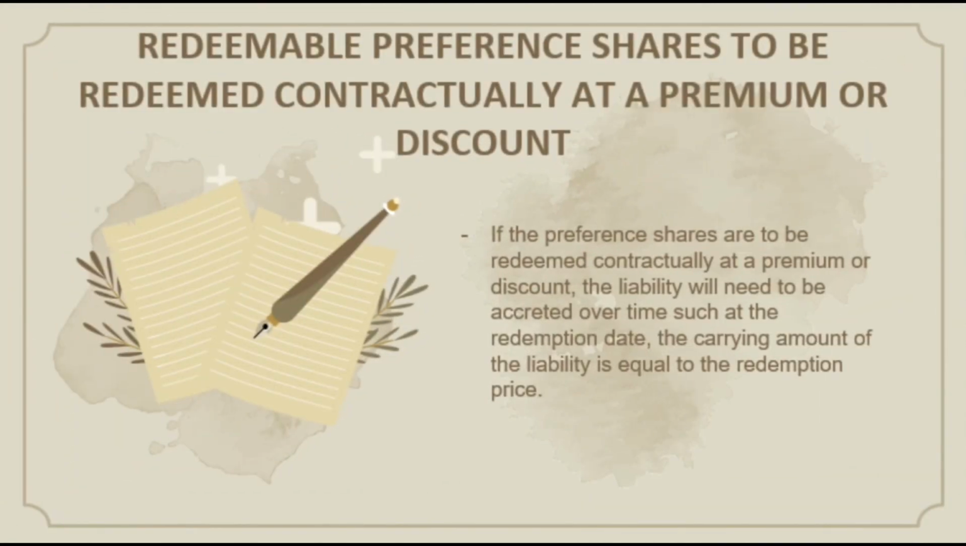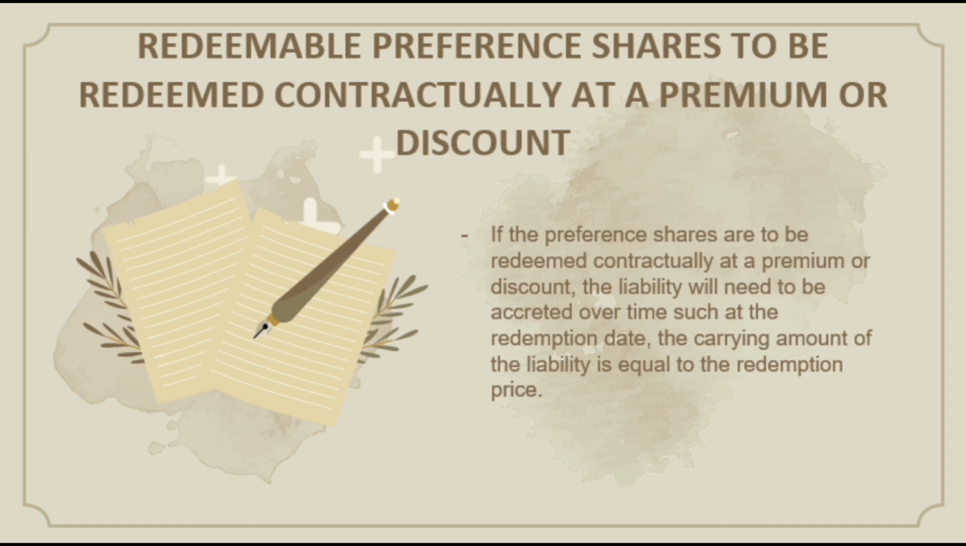And then there is a statement of comprehensive income sa 2021, na kay interest expense nga 29,174. So the last topic for today is about redeemable preference shares to be redeemed contractually at a premium or discount. So when redeemable preference shares are to be redeemed at a premium or discount, ang liability nga na-associate ana must be adjusted over time to ensure nga ang carrying amount sa liability matches the redemption price at the redemption date.